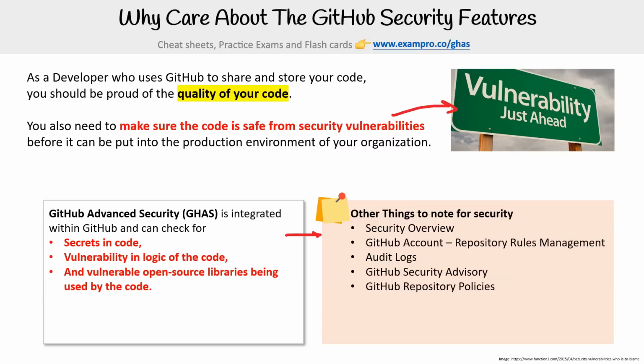Other things available from GitHub Advanced Security, in addition to looking at how safe the quality of the code is, are Security Overview, GitHub Account Repository Rules Management, Audit Logs, GitHub Security Advisory, and GitHub Repository Policies. These are security features you can enable around the use of repositories and how GitHub is used in your entire organization, which is quite crucial to manage access to sensitive areas of GitHub for developers. For example, you don't want just anyone in the organization to be able to simply go and delete production repositories, which is a big no-no. So managing the repository rules and having an overview of what security looks like in terms of the quality of the code across the board is definitely where GitHub Advanced Security can help.